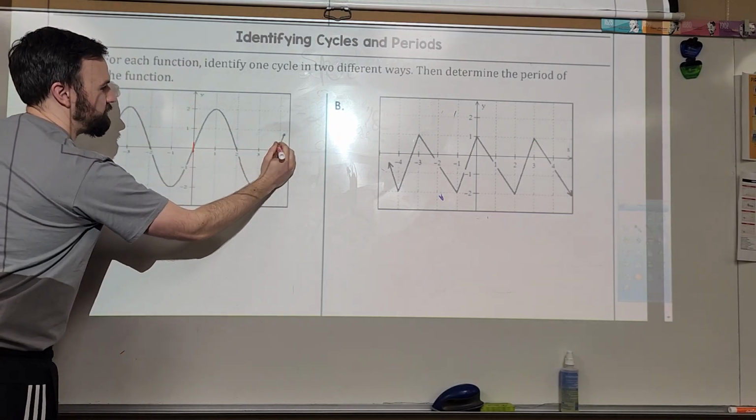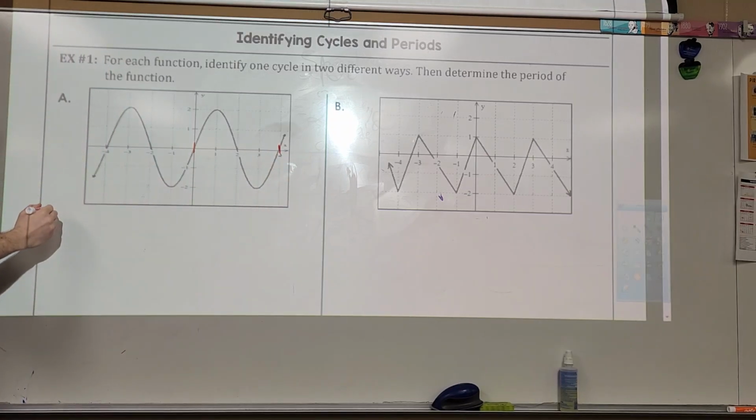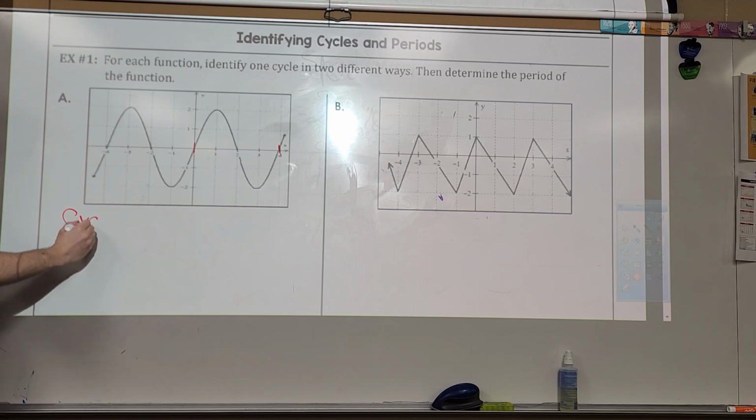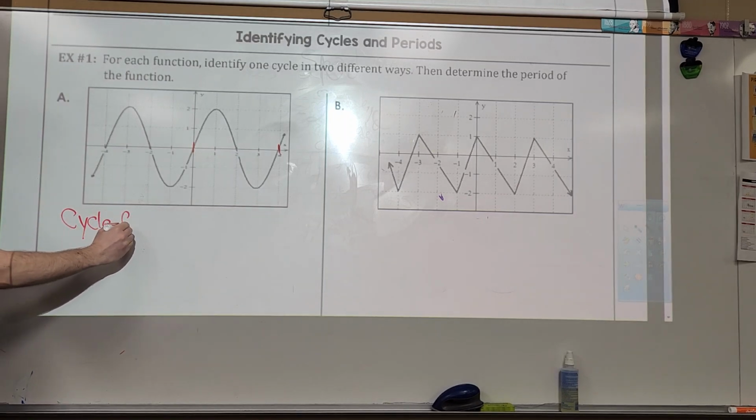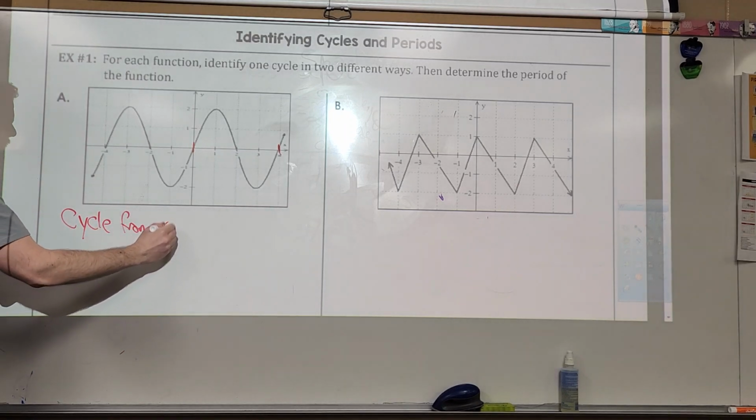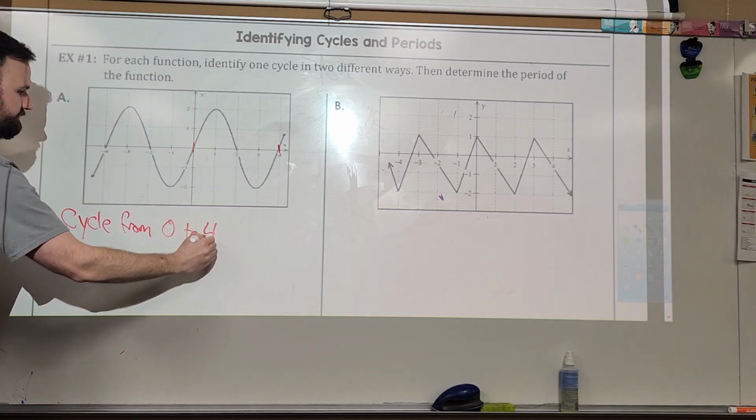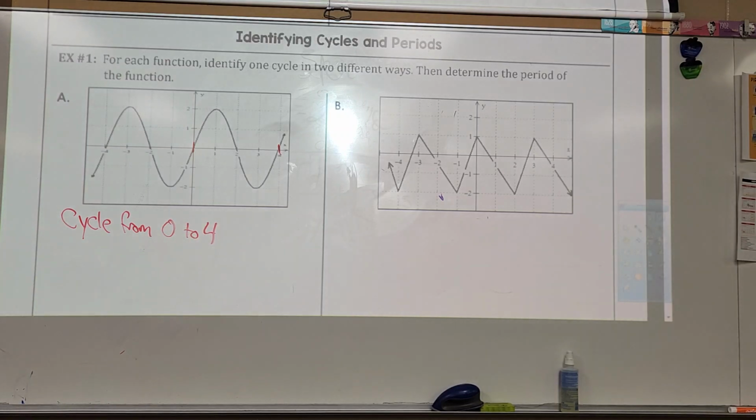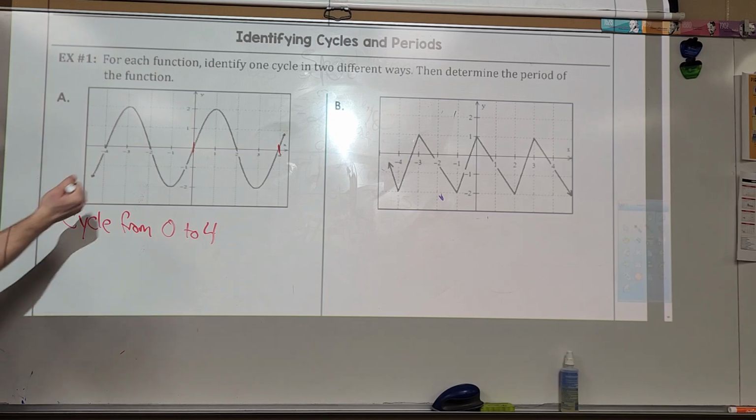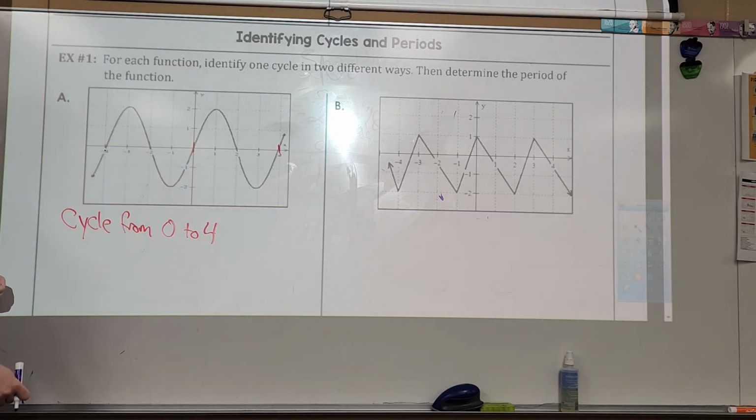Around 4, right? I know they don't match up on here. So identify one cycle two different ways. I have a cycle from 0 to 4, right? Is there another way I could have marked it? Yeah, could I have done -4 to 0?